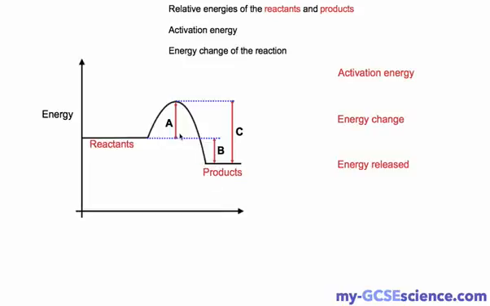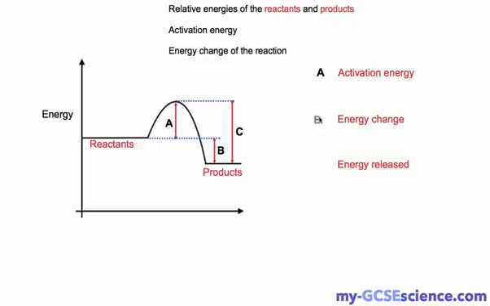But also you should be able to identify these regions here that I've drawn on the graph as A, B, C. One of them represents the activation energy, another one represents the energy change, and the last one represents the energy release. And I've actually done them in the right order there, so you don't need to worry about trying to work it out. But A is the activation energy, as we saw on the last slide.